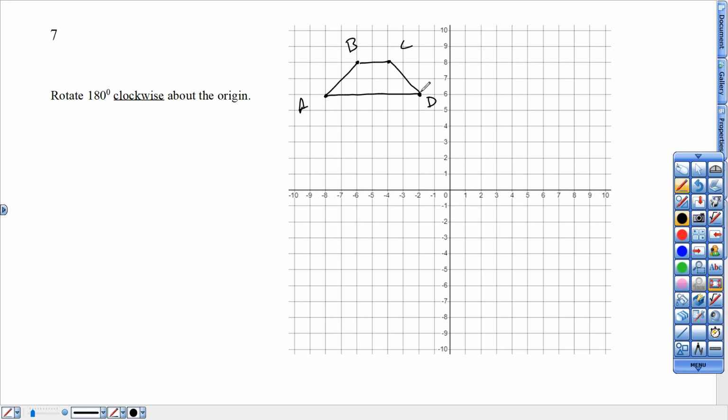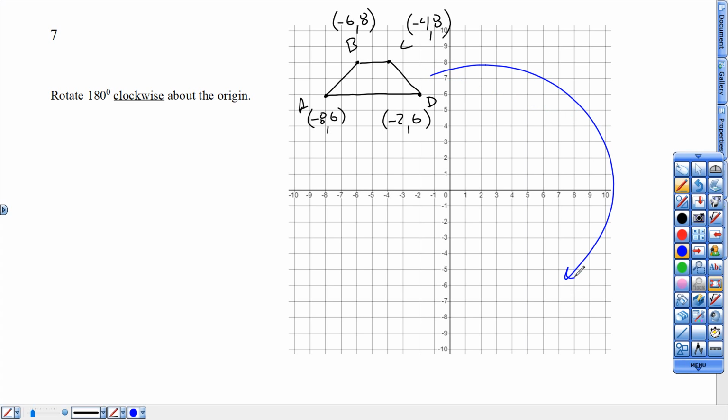D is negative 2, 6. A is negative 8, 6. B is negative 6, 8. C is negative 4, positive 8. All right, when you're doing a half turn, it's going to end up down here.